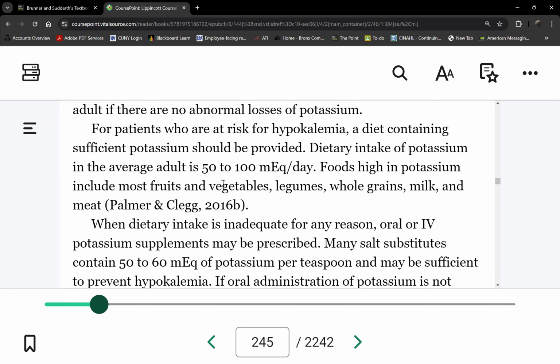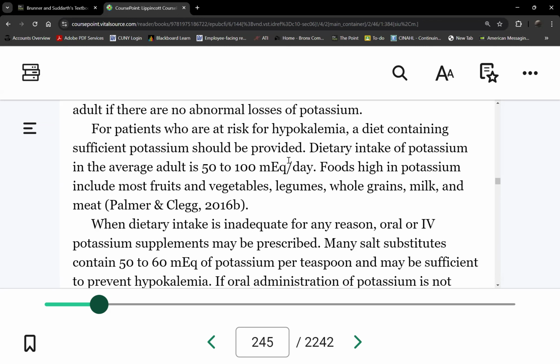Now you give this and then no kidney function. What will your problem be? Hyperkalemia now. Why again? Because 80% of your potassium is excreted by the kidneys. Okay, so no kidney function, then there's no way this potassium will leave the body.